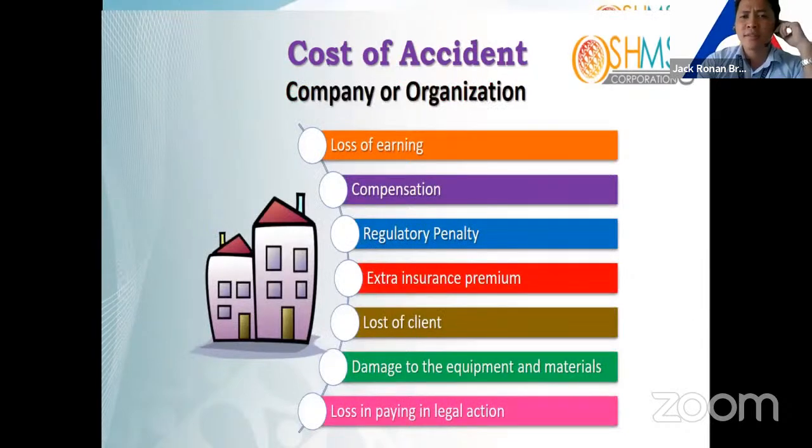So what is the consequence of the accident to your company or organization as a whole? We have the loss of earning, compensation, regulatory penalty, especially if it is proven that there is a lack of diligence on the part of the management. Penalty could be imposed. Extra insurance premium, loss of client, damage to the equipment and materials, and lastly, loss in paying legal action. So yun.